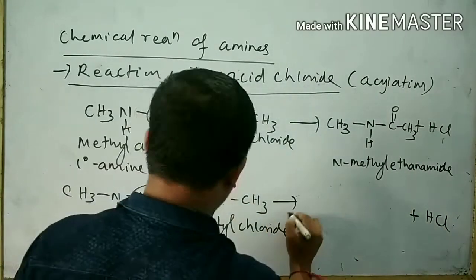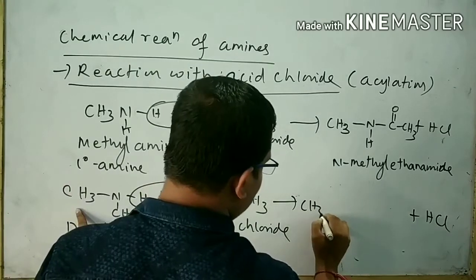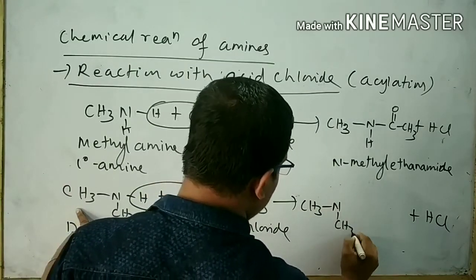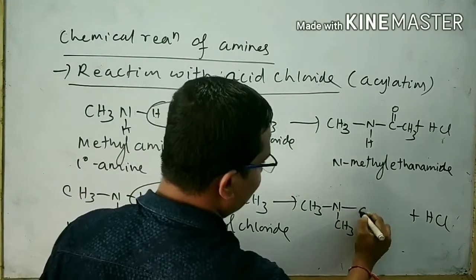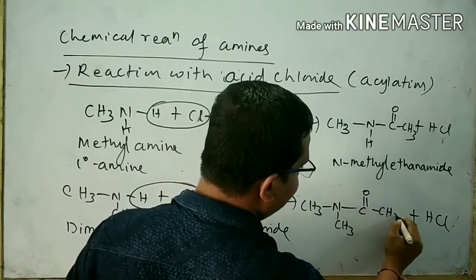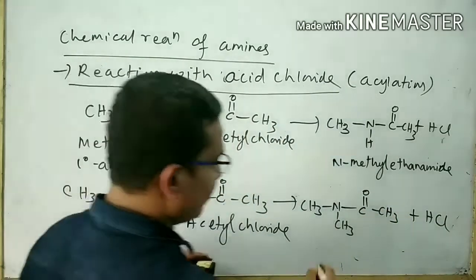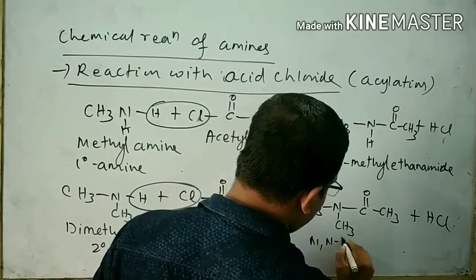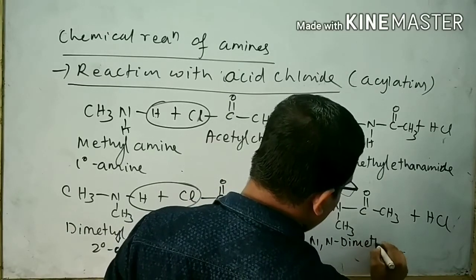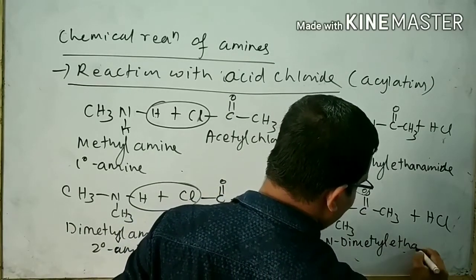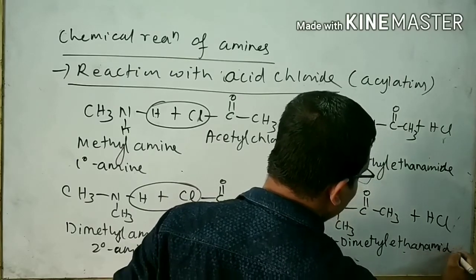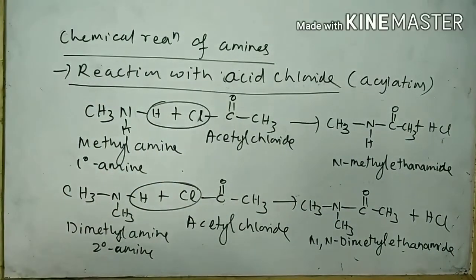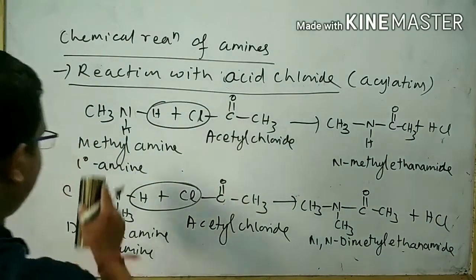Then what will be the main product? That is CH3-N(CH3)-C(=O)-CH3. The name of this compound is N,N-dimethyl ethanamide. N,N-dimethyl ethanamide. Now I want to take a 3 degree amine.